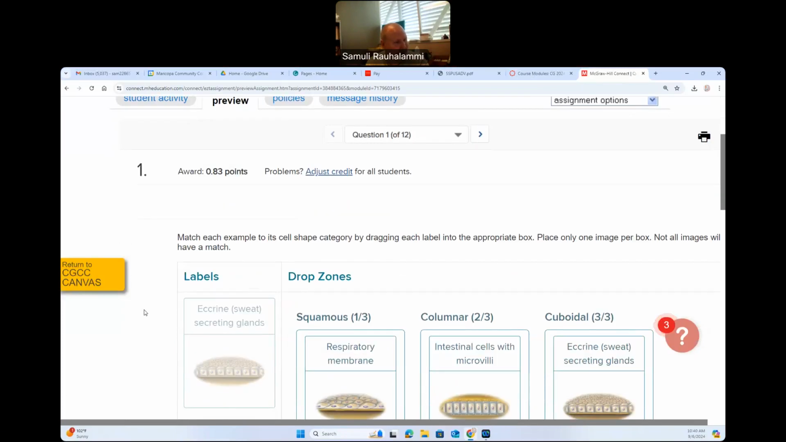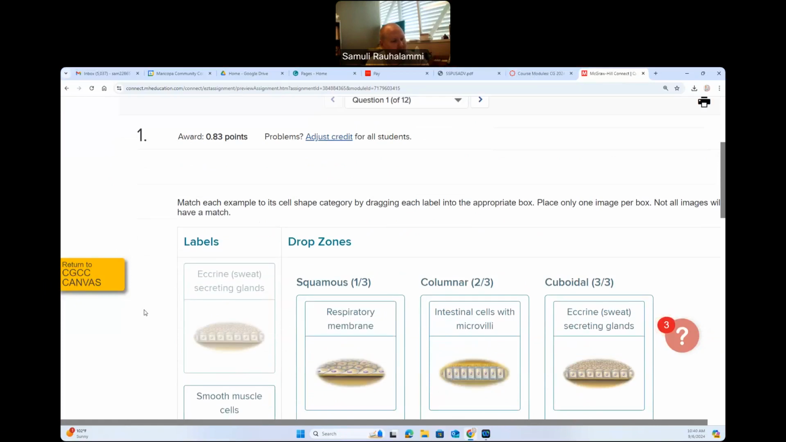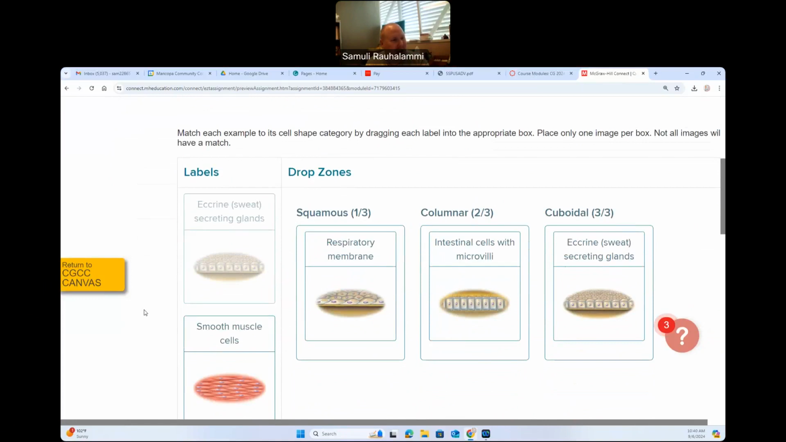So let's revisit those. Here you're doing drag and drop, dragging each label into the appropriate box. And we're seeing that we can revisit some of that histology that we talked about before. So squamous tissues would be good examples of those respiratory membranes. We see columnar tissues in intestinal cells with microvilli, and finally cuboidal within the eccrine sweat secreting glands. So a lot of good stuff there for you to practice.